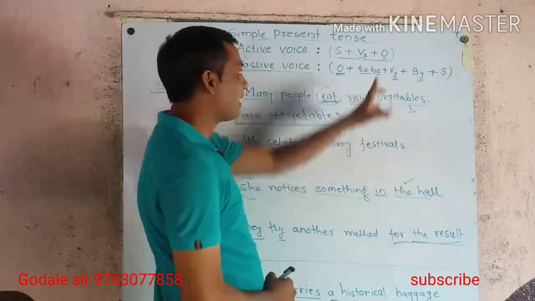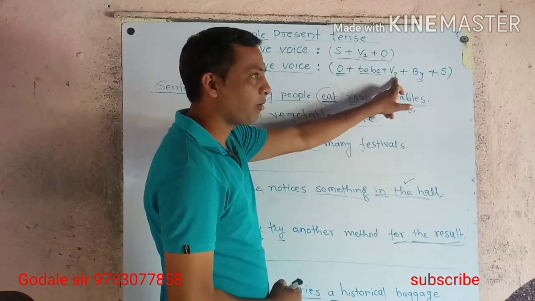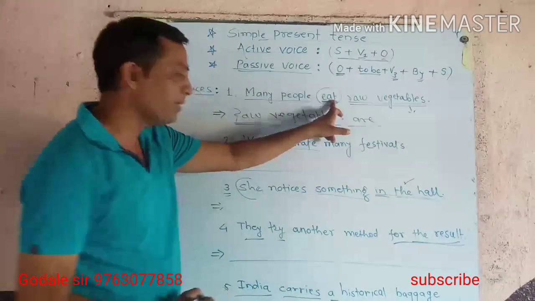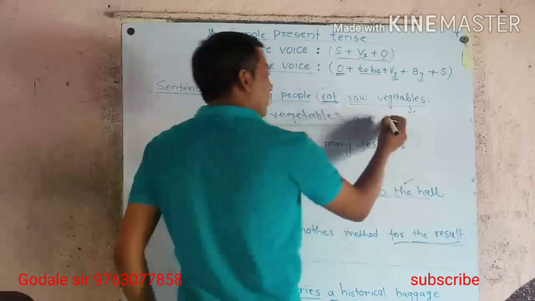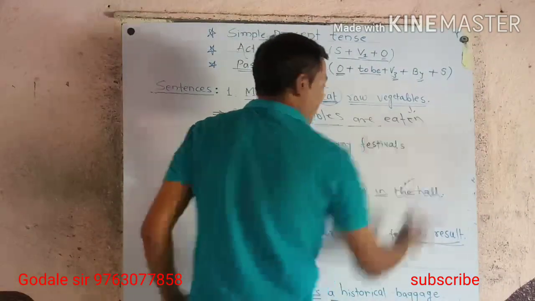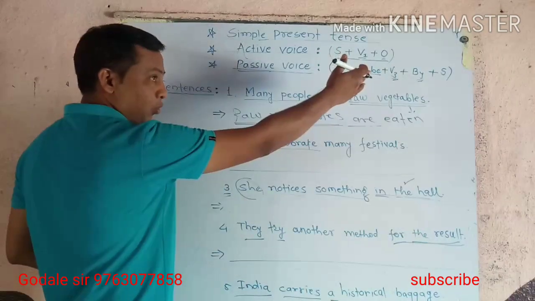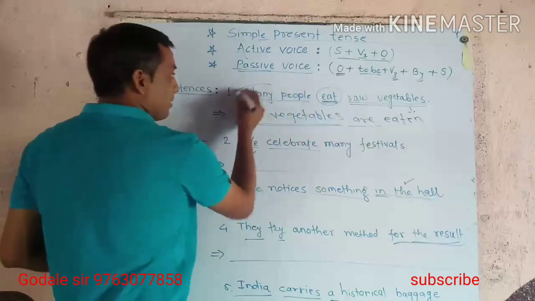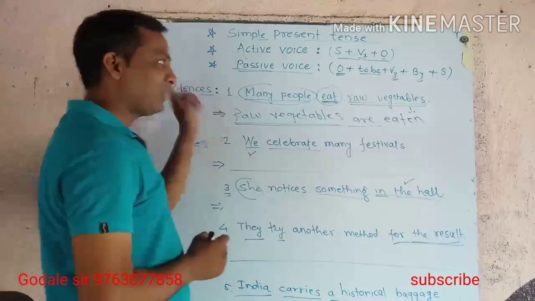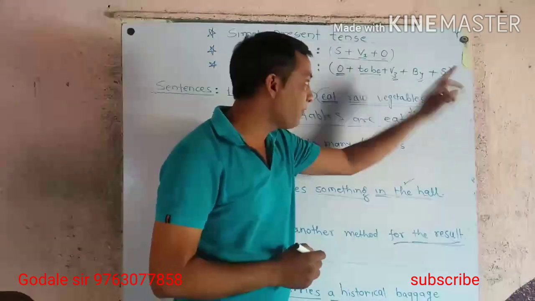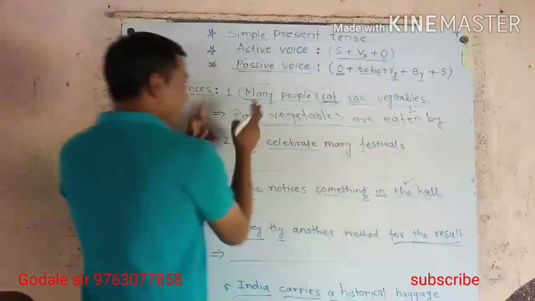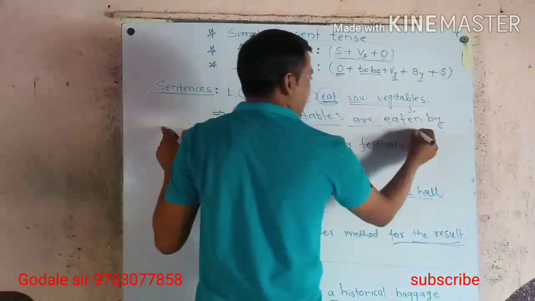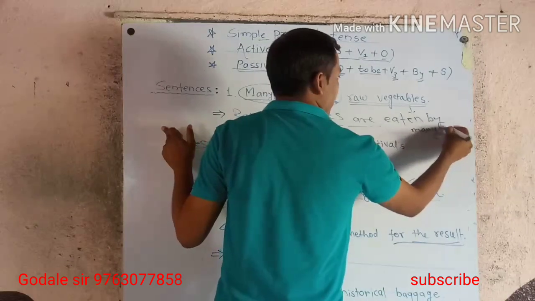Raw vegetables are. Then what is written here in the formula? That the main verb should be in the third form. Then what is the third form? Obviously, it is eaten. And then as per the rule, we have to write the subject of active voice at the last of passive voice. But before that, there should be a preposition, that is "by", and then the subject. Which is the subject? Many people.